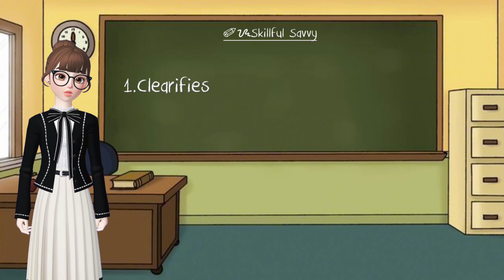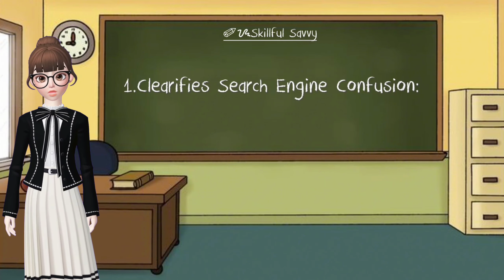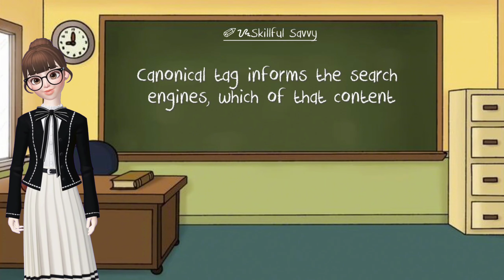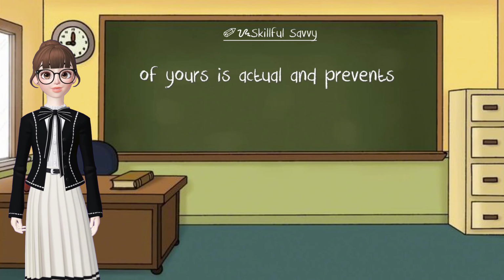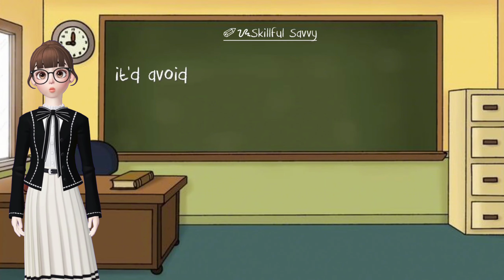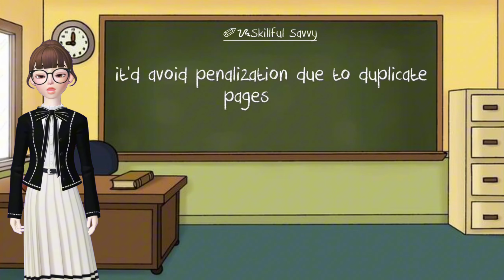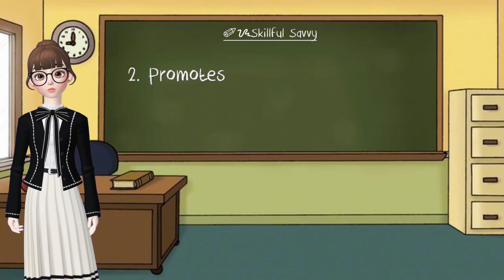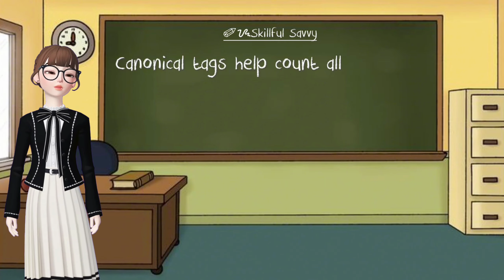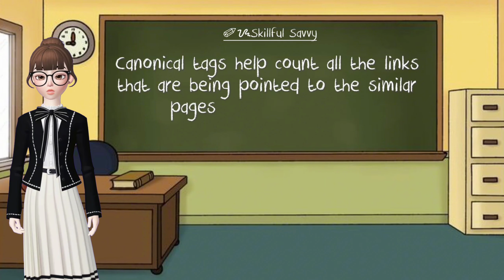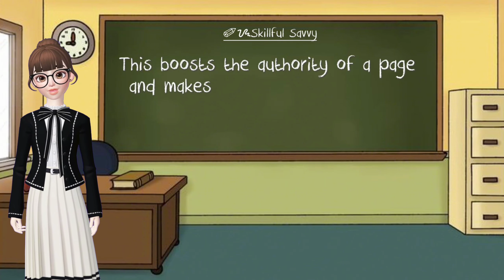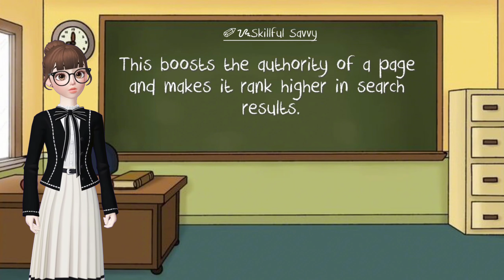1. Clarifies search engine confusion. The canonical tag informs the search engines which of your content is the actual version and prevents confusion. Instead of penalizing, they avoid penalization due to duplicate pages found. 2. Promotes authority of your page. Canonical tags help count all the links that are pointing to similar pages on one main page. This boosts the authority of a page and makes it rank higher in search results.